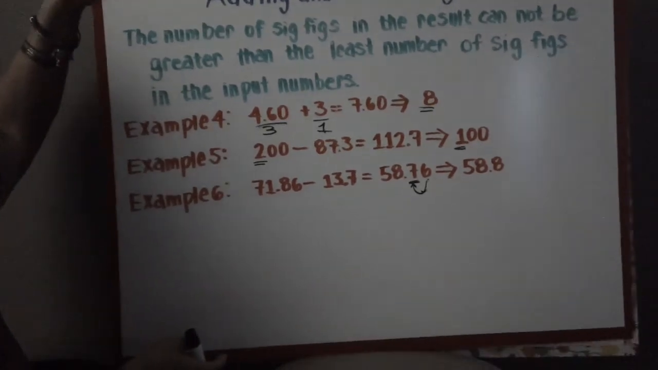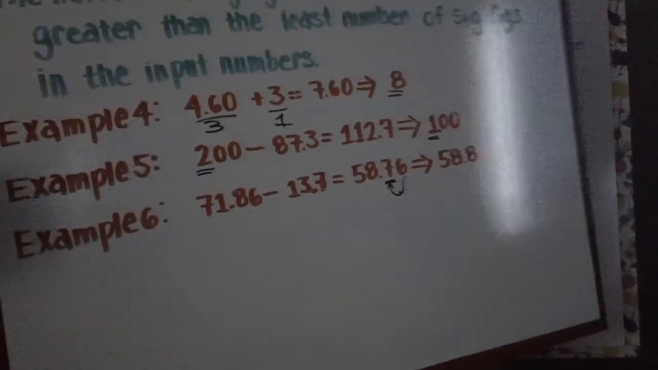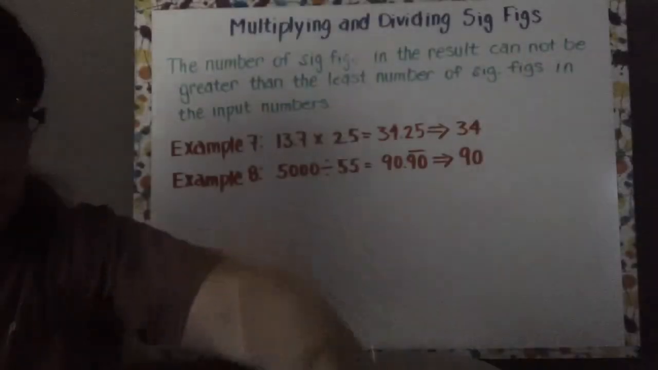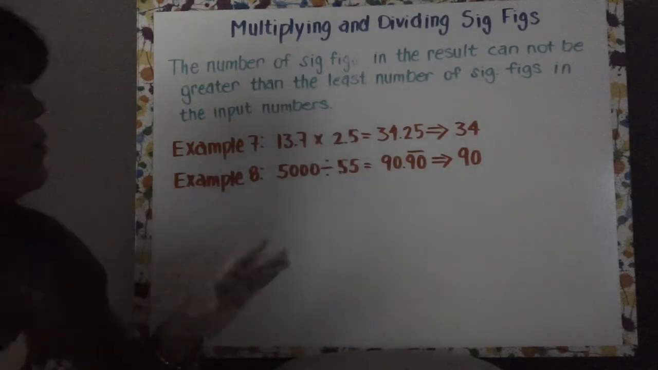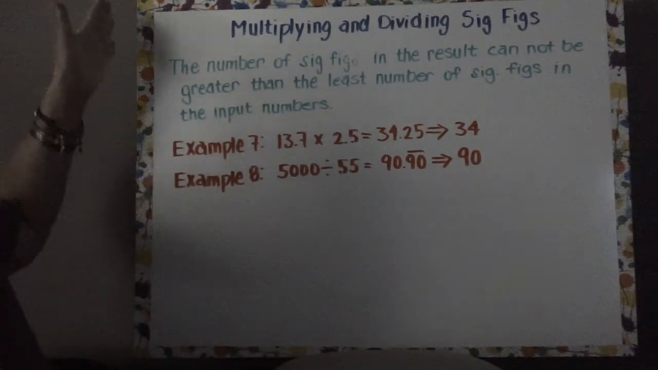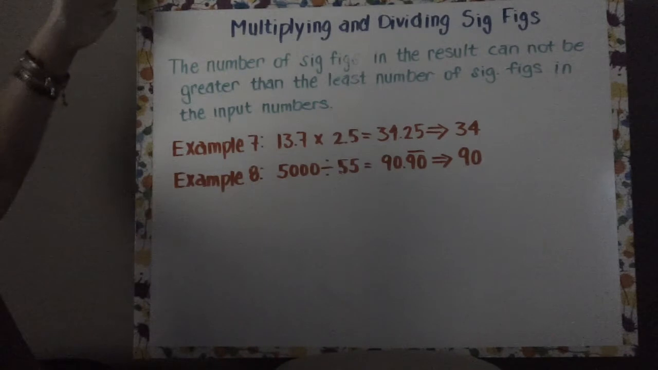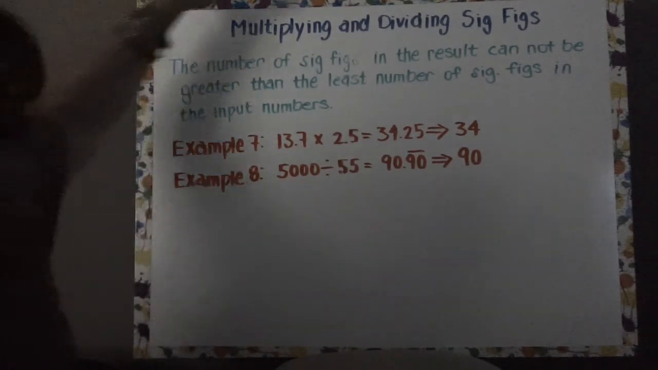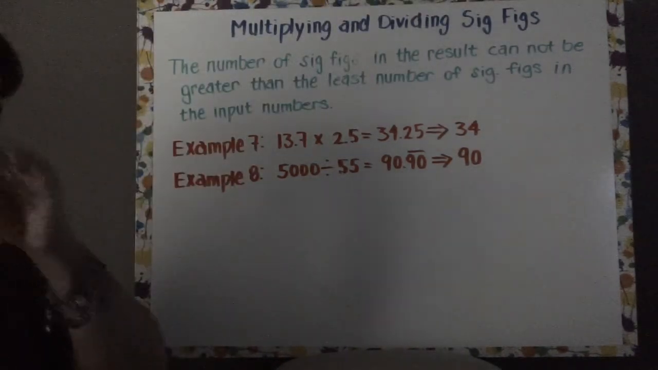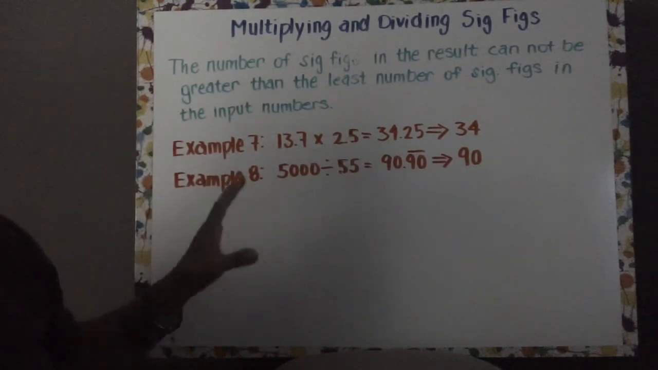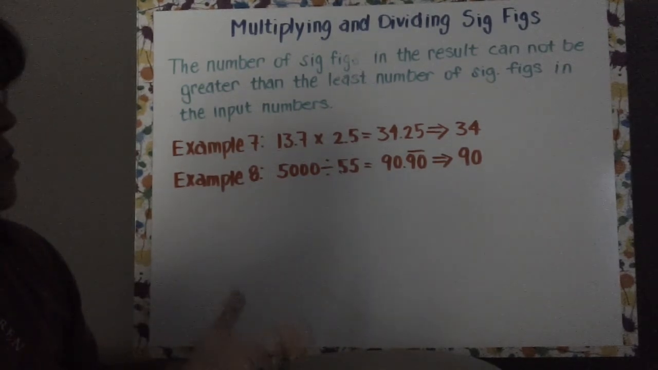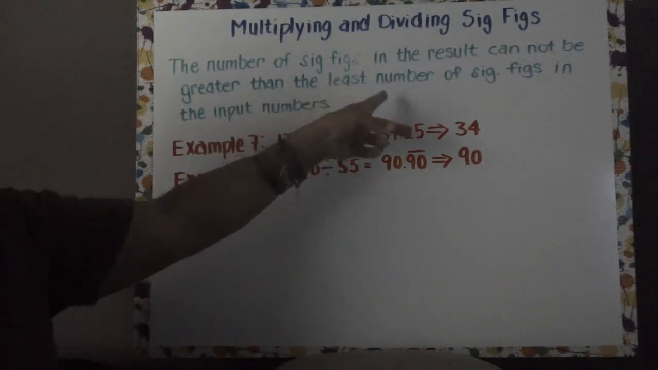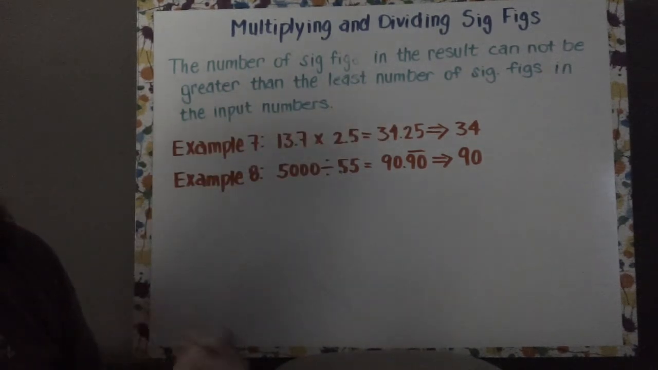Okay, so our next step that we're going to be concerned with is multiplying and dividing sig figs. So one of the ways that we multiply and divide, the way that we're going to do this in physics, is that we might be taking the area. So the area would be measured and we'd multiply it by that side. Both of them would be measured. So the same rule applies when we're multiplying and dividing significant figures as when we're adding and subtracting. The result cannot be greater than the least number of sig figs in the input numbers.